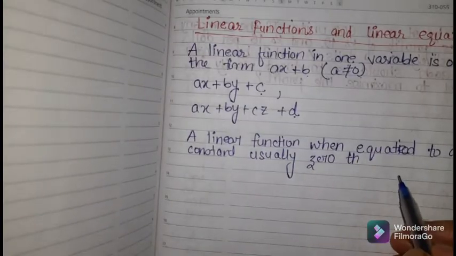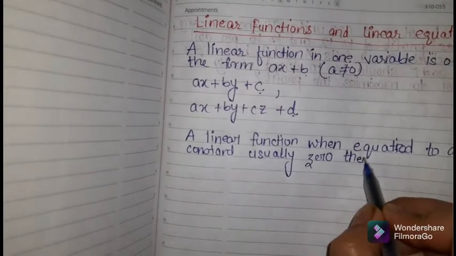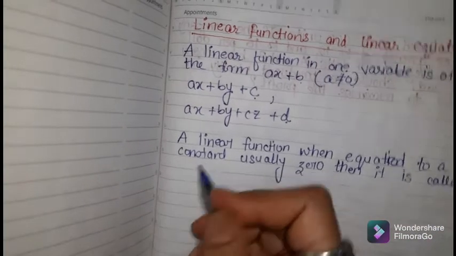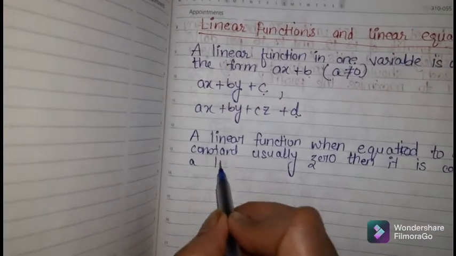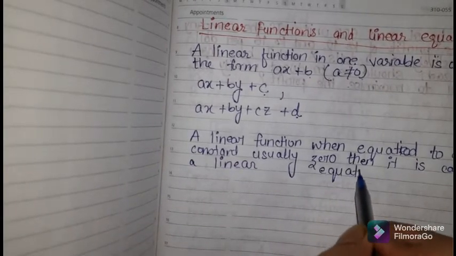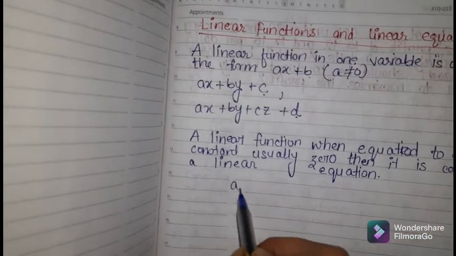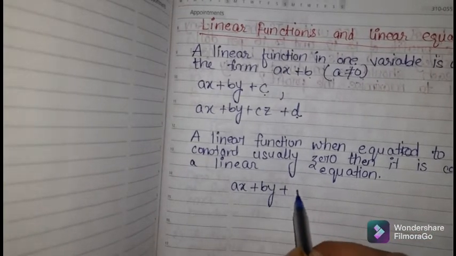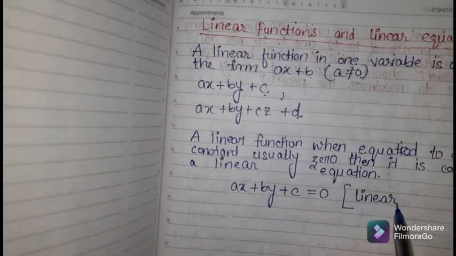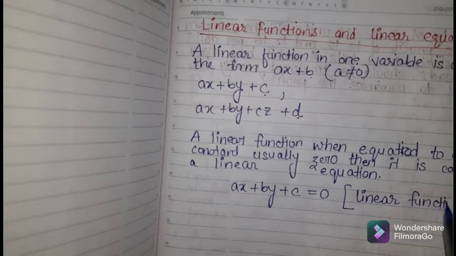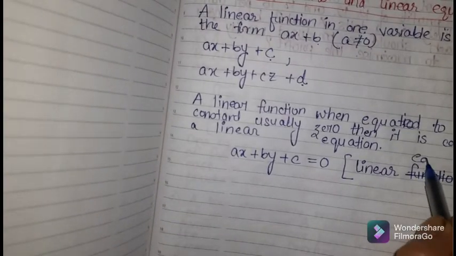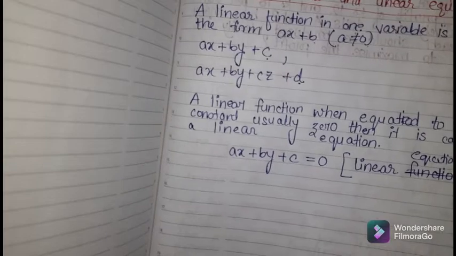So a linear function, when equated to a constant, usually 0, is called a linear equation. For example, if we equate ax plus by plus c equal to 0, it is called a linear equation. Till then, when we do not equate it with 0, it is a linear function, but when we equate it with 0, it becomes a linear equation. Okay.